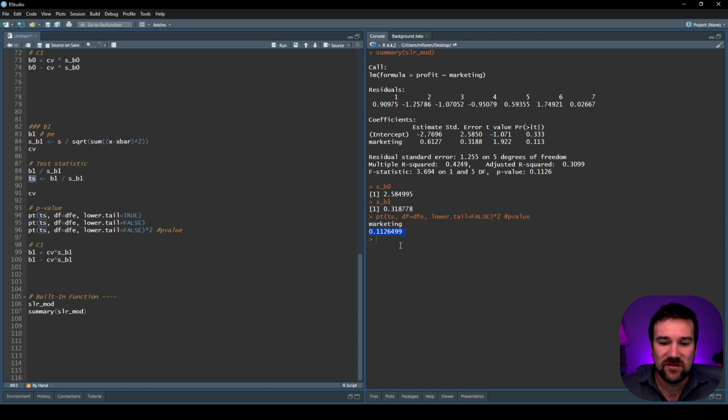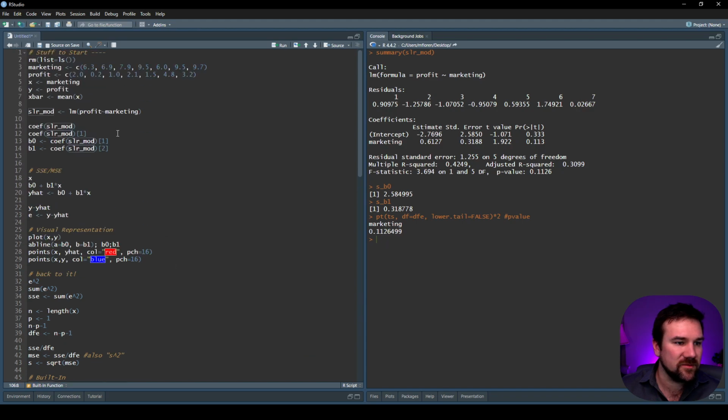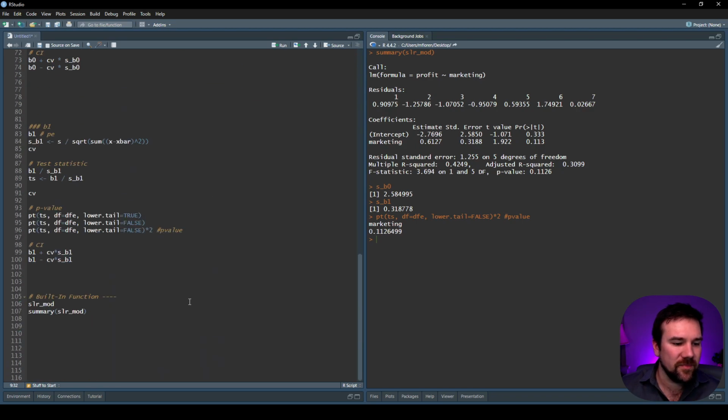Everything looks good. So there's a ton of information included in this summary of the regression model. Remember how we built the model up top. The model is just lm, put my dependent variable, squiggle, independent variable. And then using the summary command for that gives me a ton of information. Not only that, but notice what else this gives me. I get the residual standard error. This is the S value.